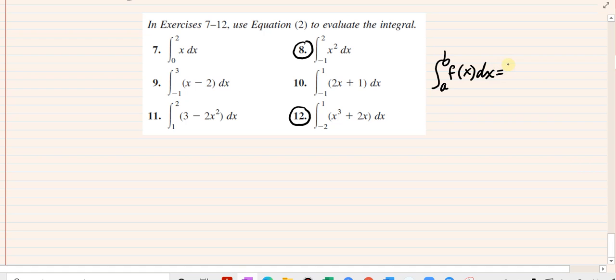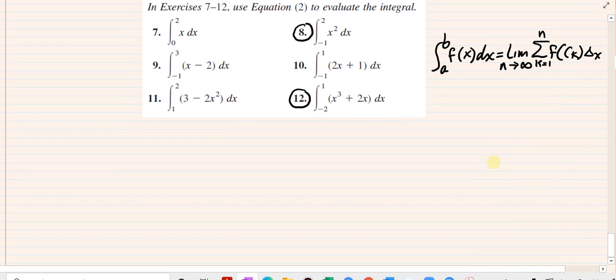That's equal to the limit as n goes to infinity of the Riemann sum, the limit of the sum of f of c sub k times delta x. We're going to stay with a regular partition, and for this work k goes from 1 to n, and delta x is going to be the same. Now, remember c sub k are evaluation points, and we are not told which evaluation points to use. Do I use the right endpoint, midpoint, or left endpoint? Let's take a look at something here.